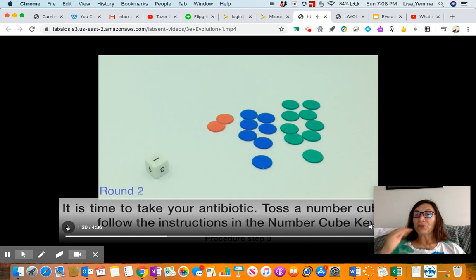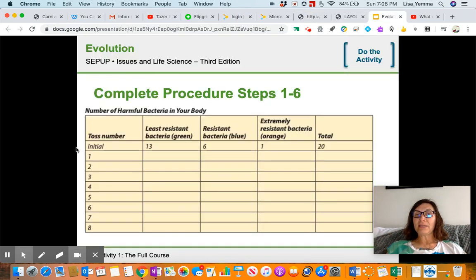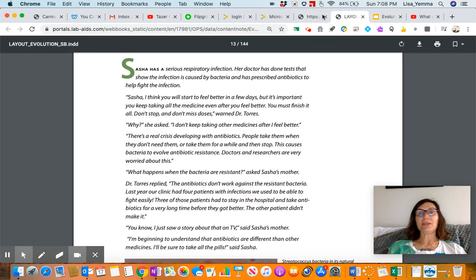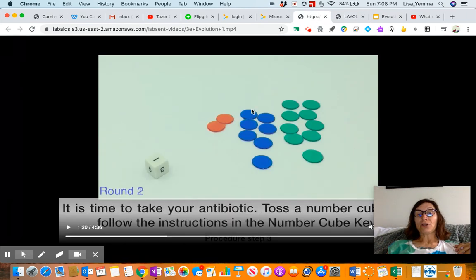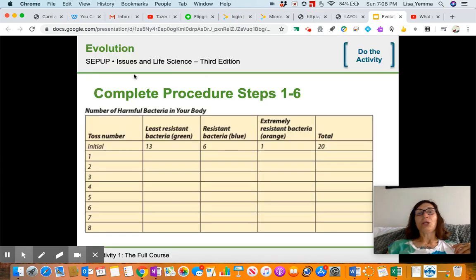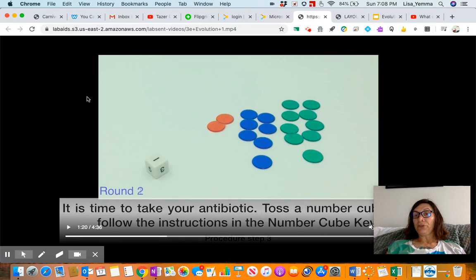So that was round 1. And if we go back to our data table here, under round 1, how many green, how many blue, how many orange after that round was completed. And so we see that there were 9 green, 7 blue, 2 orange. So you would do 9, 7, 2 for that. And then you would keep going and roll the die to simulate your 8 doses.